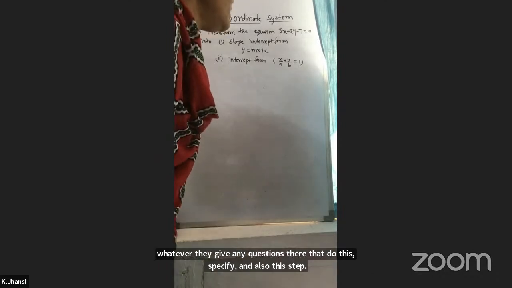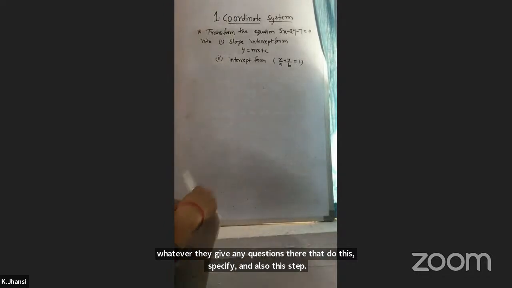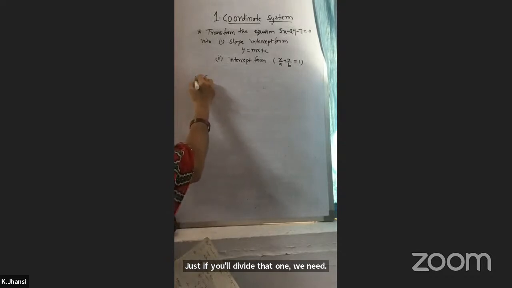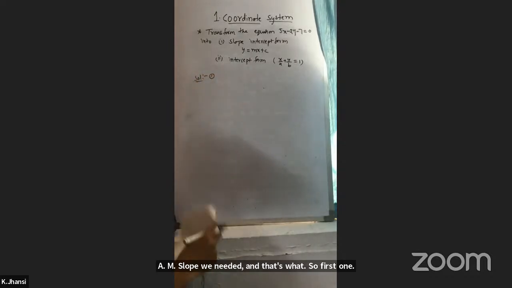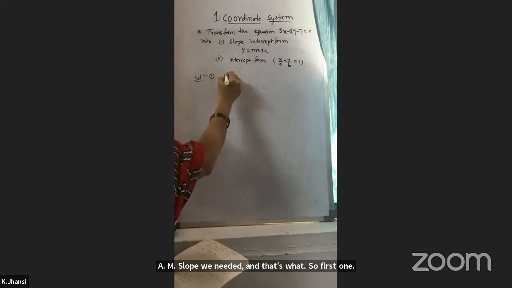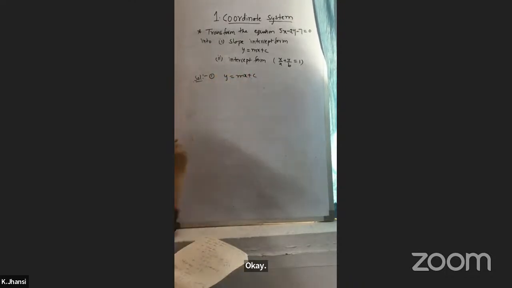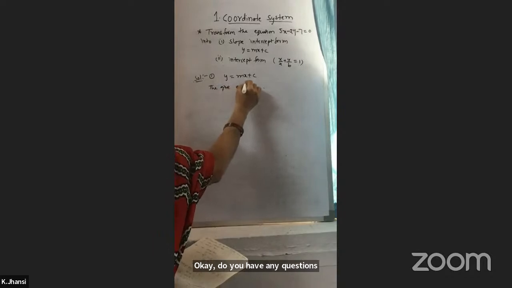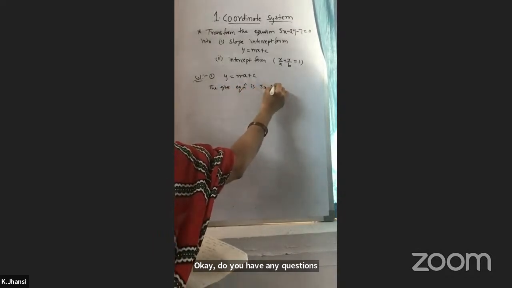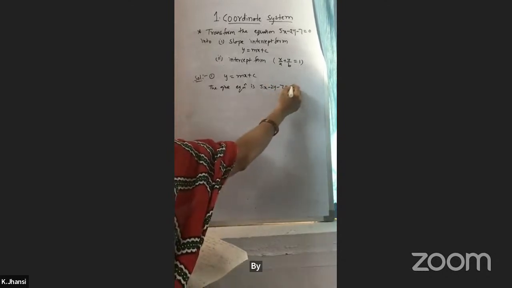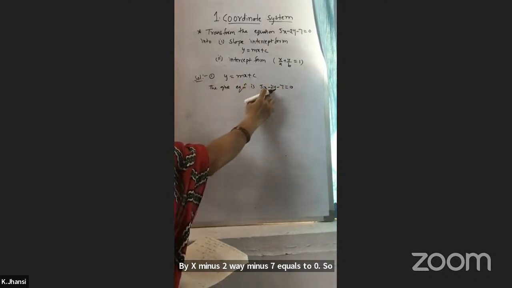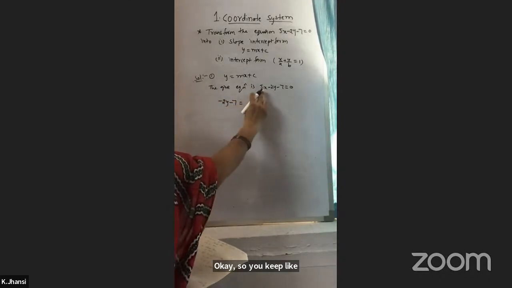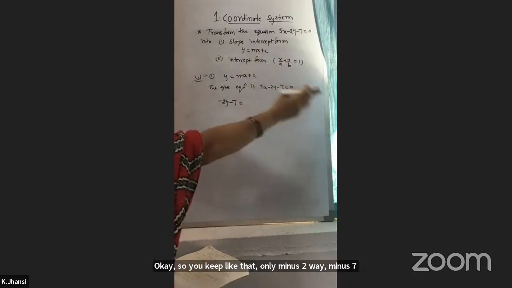First one is slope-intercept form. Slope-intercept form means we need m, the slope, and c. First one is y equals mx plus c. The given equation is 5x minus 2y minus 7 equals 0. First we need y. So you keep minus 2y minus 7 equals, and you take 5x to the right hand side.